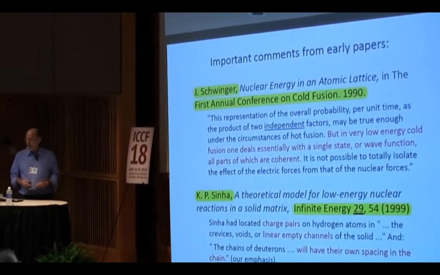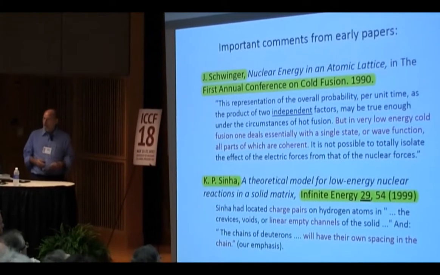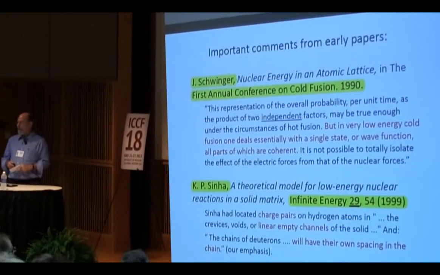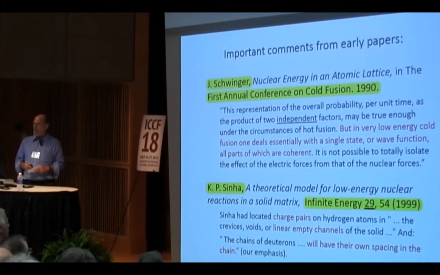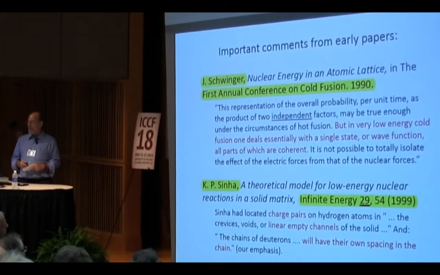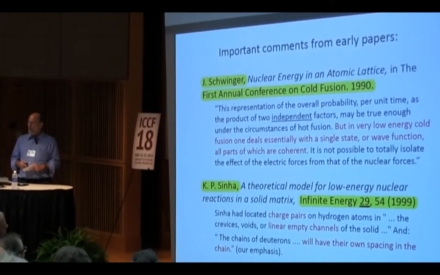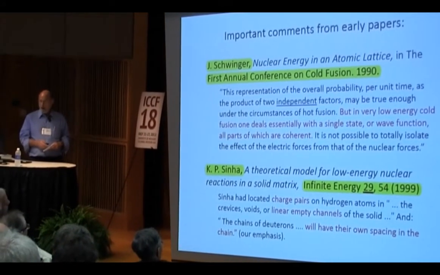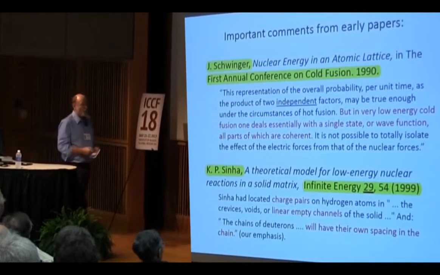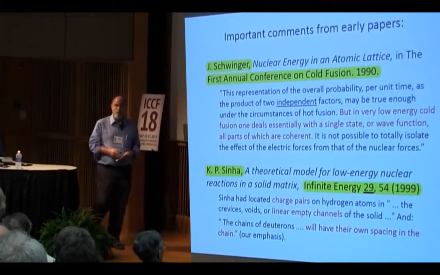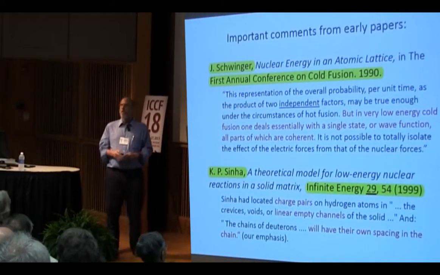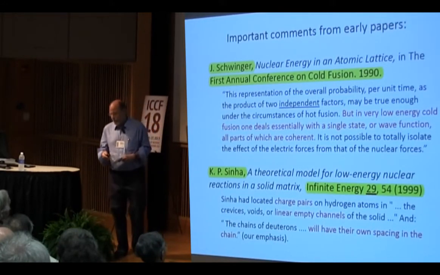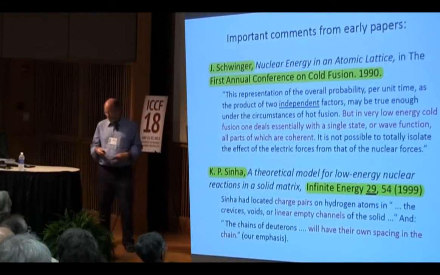And then K.P. Sinha in 1999 said he had located charge pairs on hydrogen atoms in the crevices, voids, or linear empty channels of the solid. And the chain of deuterons will have their own spacing in the chain. This is also an important feature of Ed's model, and it gives an alternative to the view that I've had in terms of the extended Lochon model.